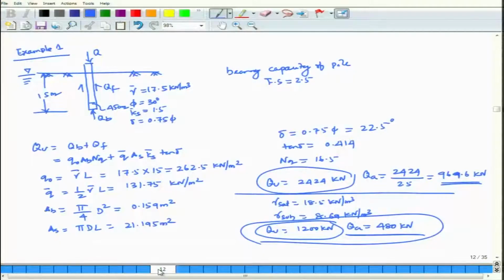So, last class I solved two problems, one case of a single pile with a uniform soil deposit in cohesionless soil. Find out the bearing capacity of the pile. We calculated both base resistance as well as side frictional resistance, and from there the ultimate bearing capacity came to 2424 kilonewton. Allowable load is 969 kilonewton. Considering the water table is far away, then the second case we considered as if the water table is at ground surface.